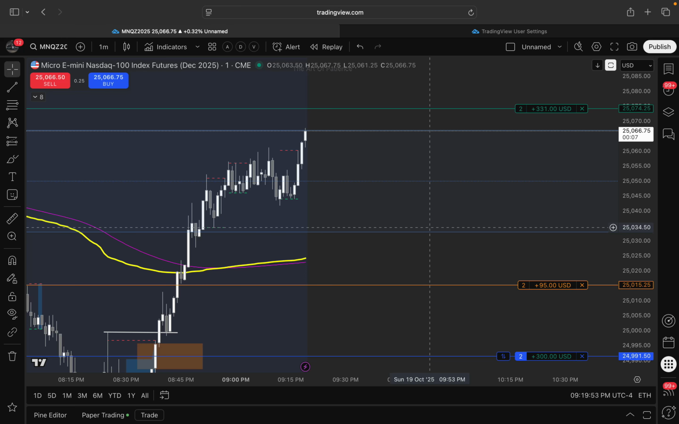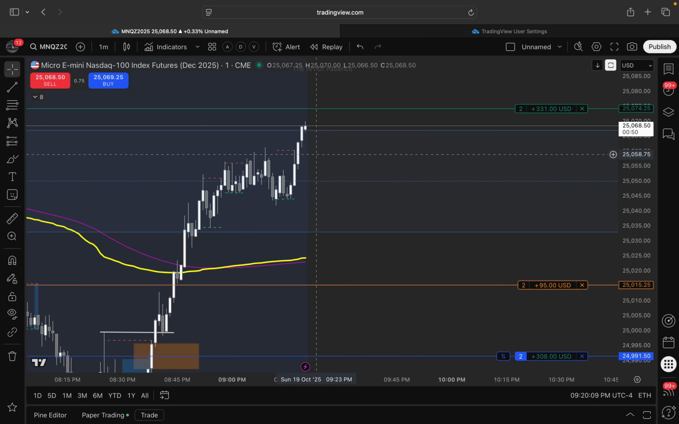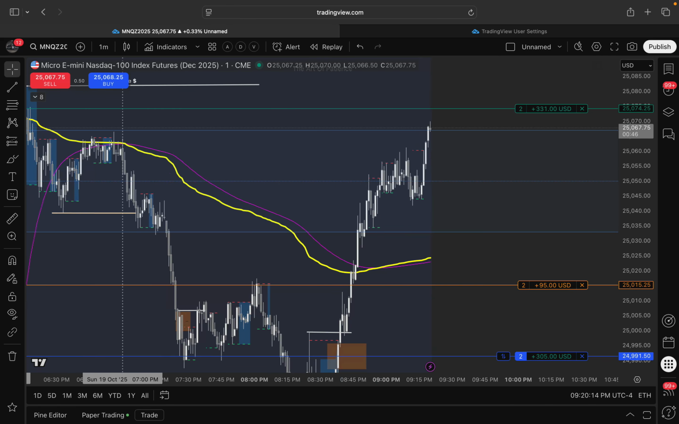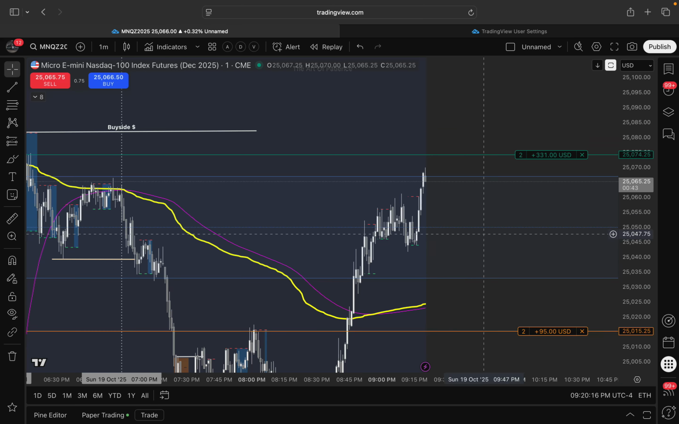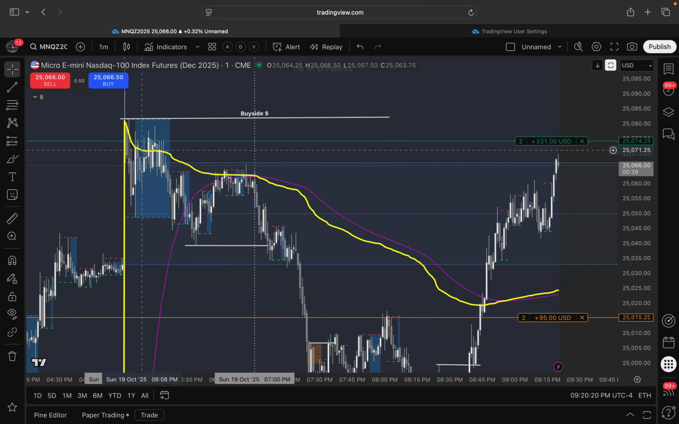It's already what, 9:15. Let's see. It's 8:19 here in Texas in our time zone. All right, so we're starting to get close to that buy side liquidity. And then again, there's all this mess here. That's consolidation.